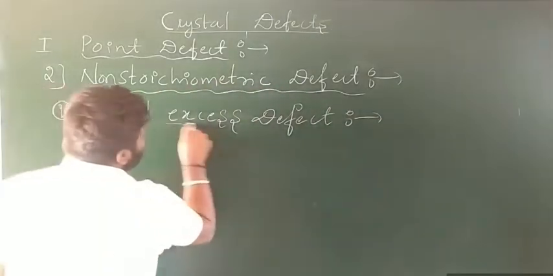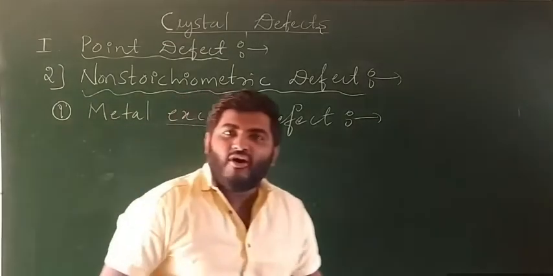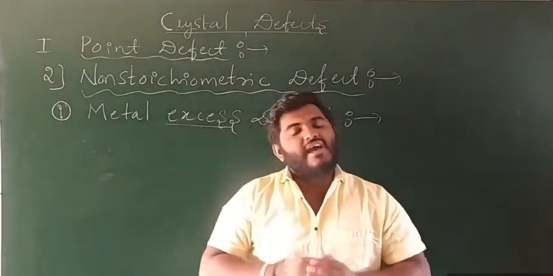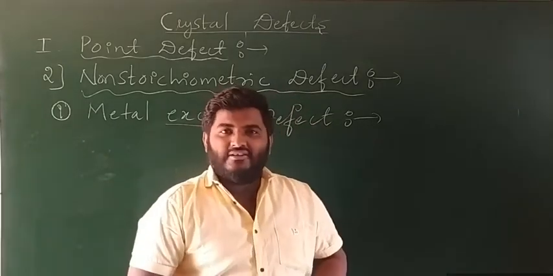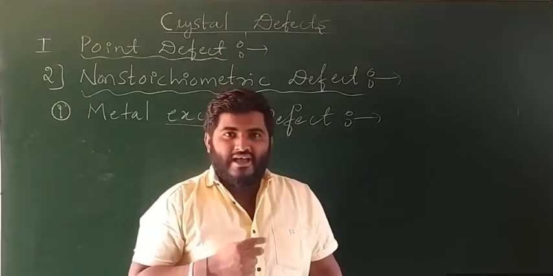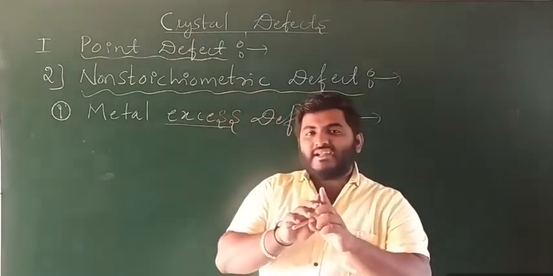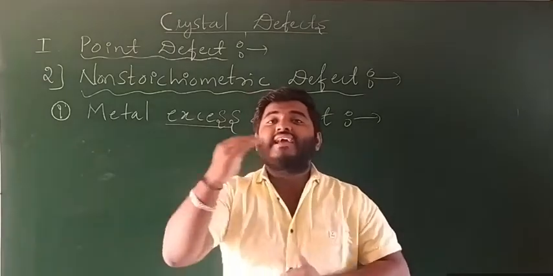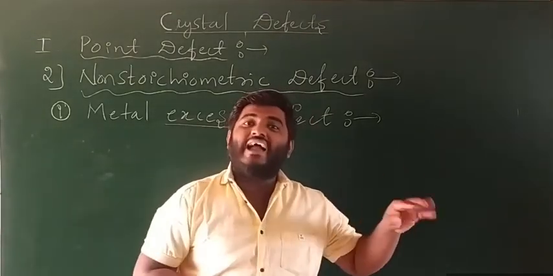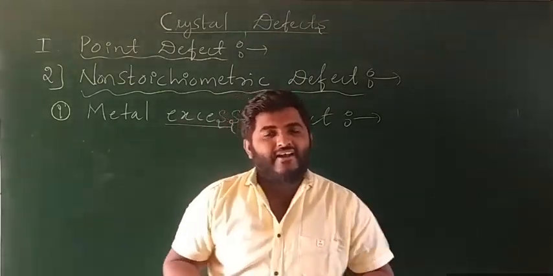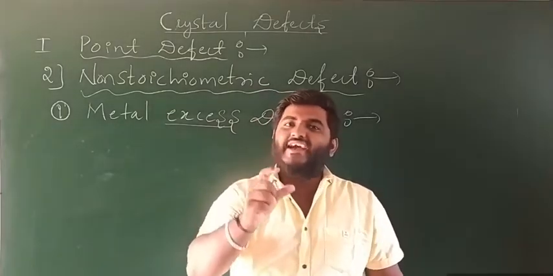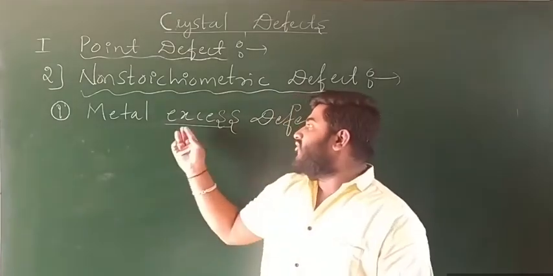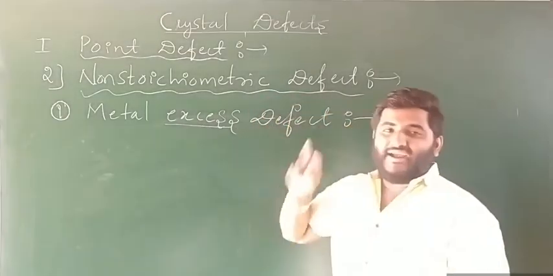Look at the name, excess. Excess means extra. So metal ion is extra here. If metal ion is extra, then what about the anion? The anion reduces, because metal is always positive in nature. If the cation is extra, anionic vacancies are created here. Anionic vacancies means some of the anions are missing. Those vacant spaces are filled by electrons. Therefore the name metal excess defect.